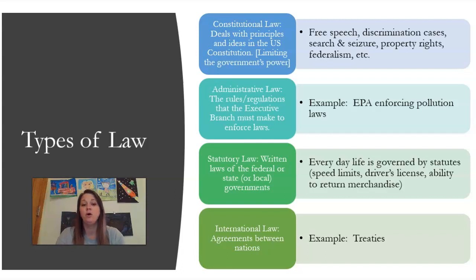And then we have international law. That's pretty simple. That's agreement between countries. An example could be a treaty, like the Treaty of Versailles or the Treaty of Paris after the American Revolution. So those are some examples of types of law.